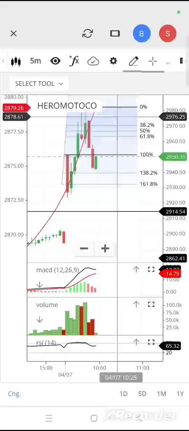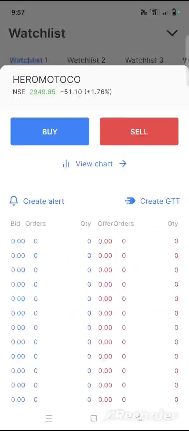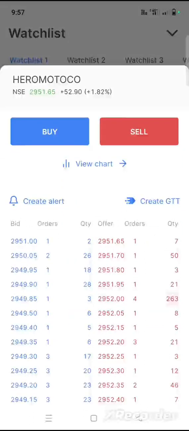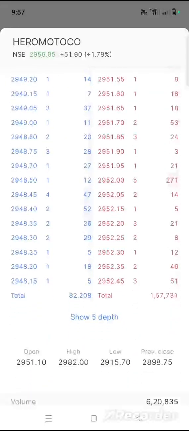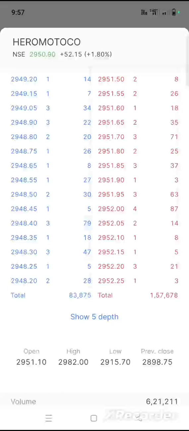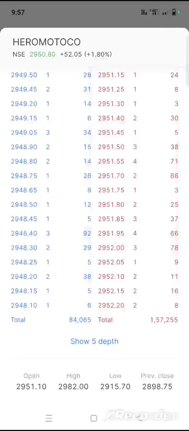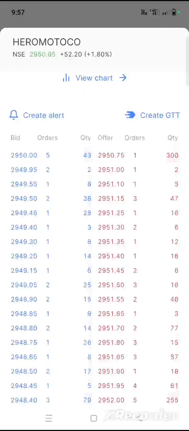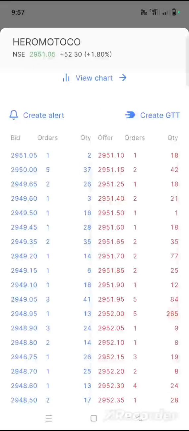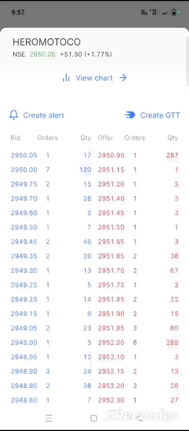So Hero Motors is again going, testing its open. So we'll see the depth. So it is a bit less volume on buy side, and sell side it's almost double. So we'll see on which level it sustains, on which level it goes, on which direction.